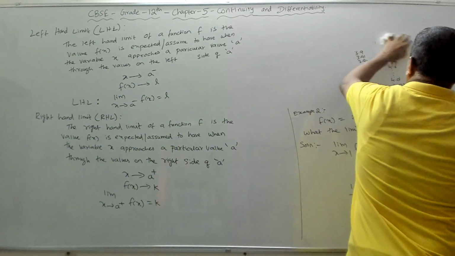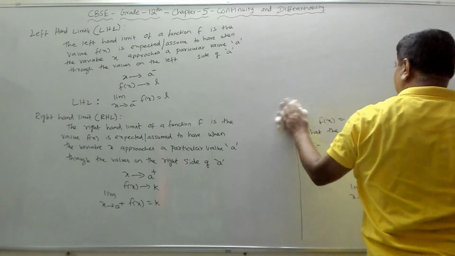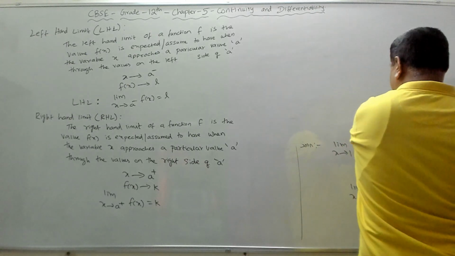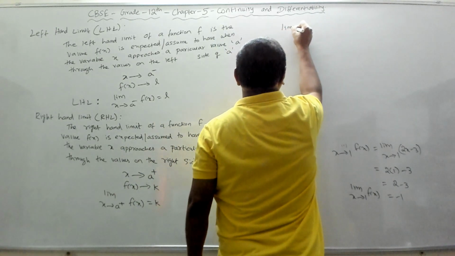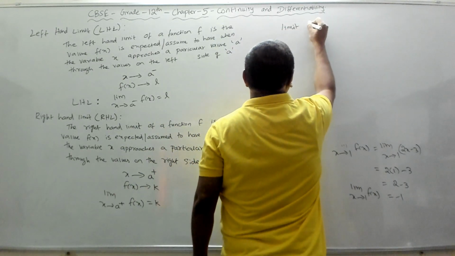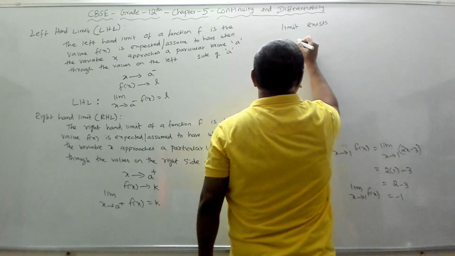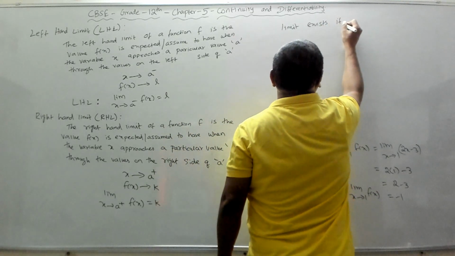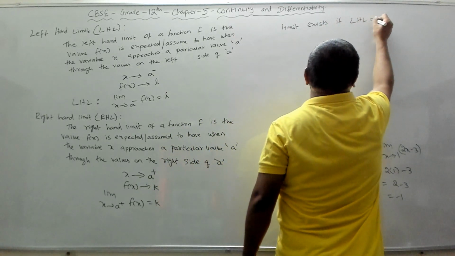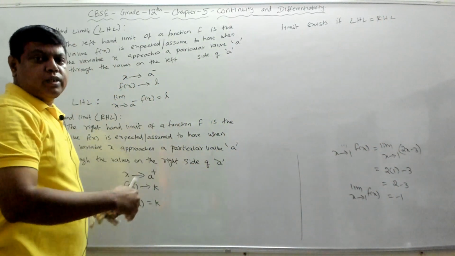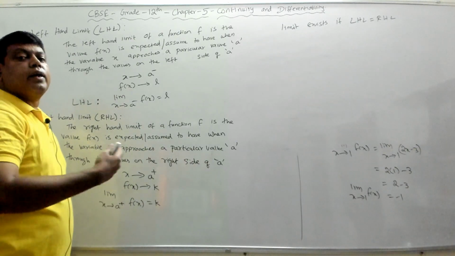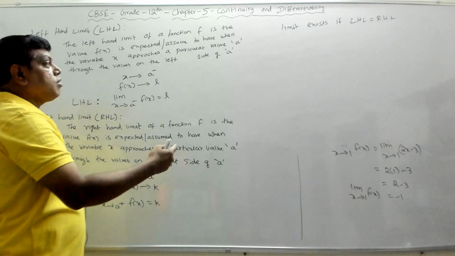And see, for every function we need to find the left hand limit and right hand limit. And whenever we say limit exists, it is if your left hand limit is equal to right hand limit. Whenever your left hand limit and right hand limit match, then we say limit exists, which means we'll say limit x goes to a, f of x exists.